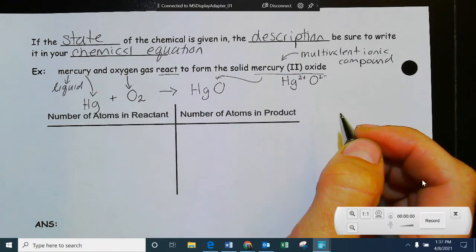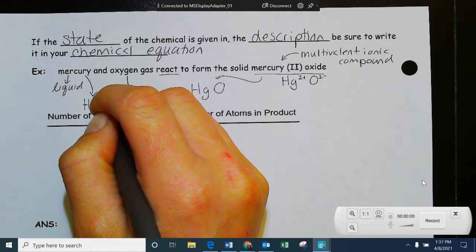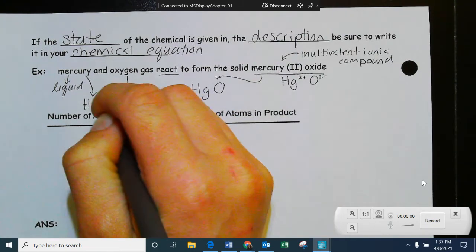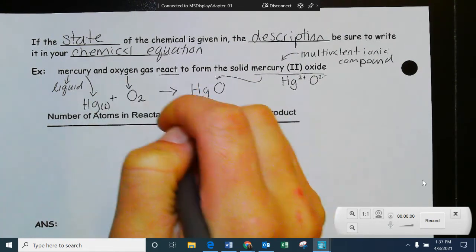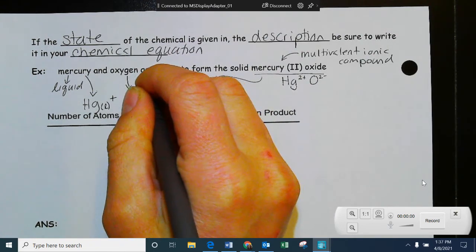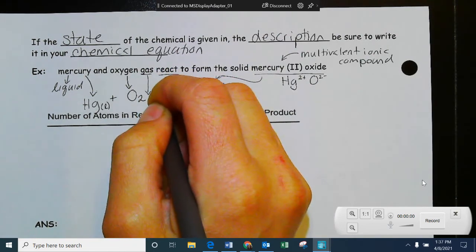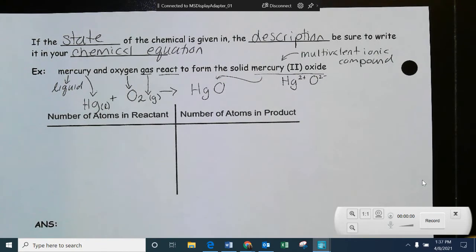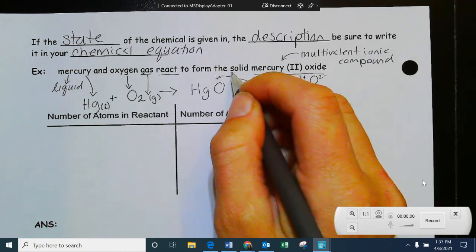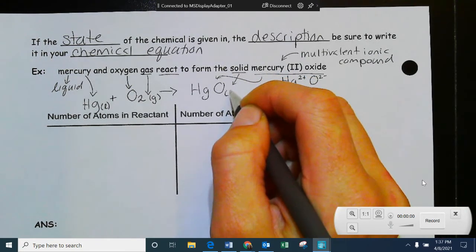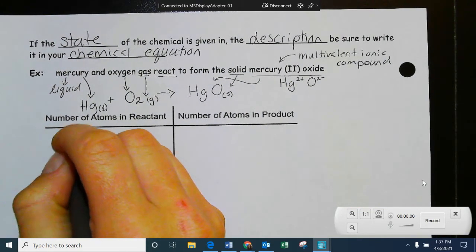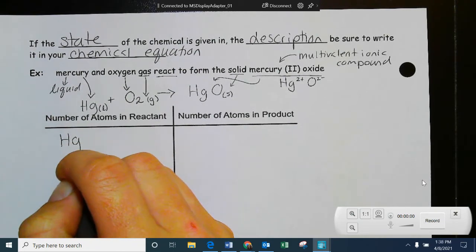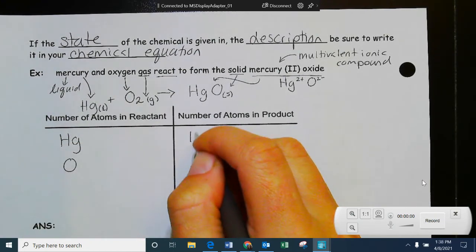Okay, so now I'm also going to include in my answer Hg, a little L next to it. Oxygen is a gas, so I'm going to include a little g as a subscript next to it. And then this one, we're seeing a solid, so I'm going to include a little s next to that for solid. Okay, and then let's balance it. It's a nice, easy one to balance.